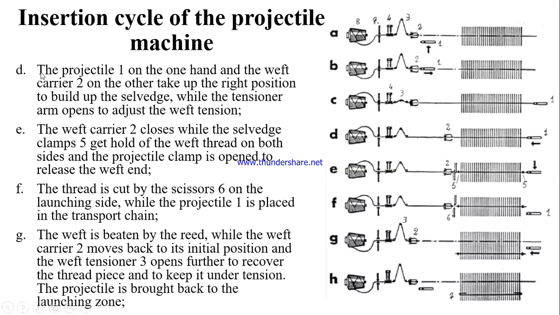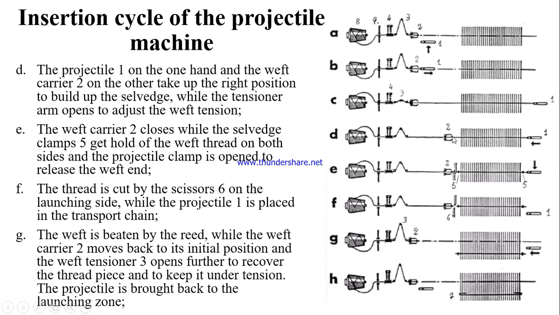Now in the next stage 4, the projectile on the one hand and the weft carrier 2 on the other take up the right position to build up the selvage. Now, for selvage preparation, come to the D point. Here the weft carrier 2 closes. It will close the weft or grip the weft.